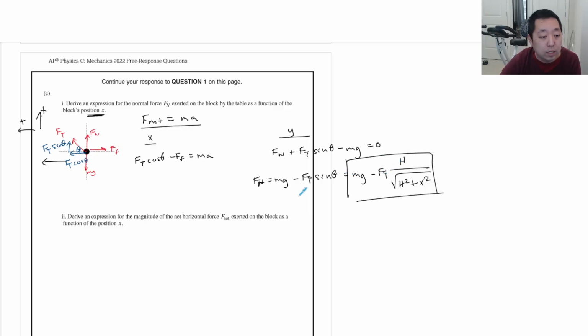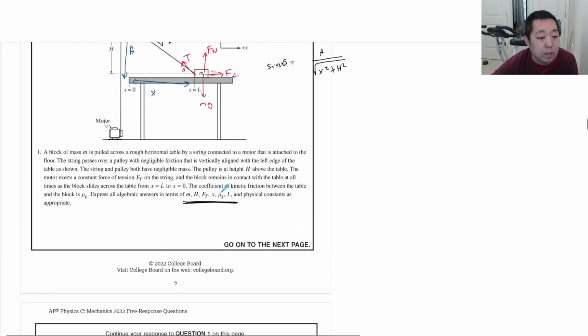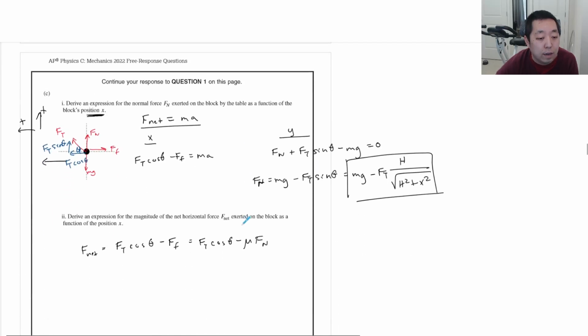So I have this x. How about the horizontal net force? So now we're going to look at net force horizontal. That is Ft cosine theta minus force of friction, right? Because it was this force and this force. This is Ft cosine theta minus mu k Fn. Luckily, we know what Fn is, so we can plug that in for Fn.